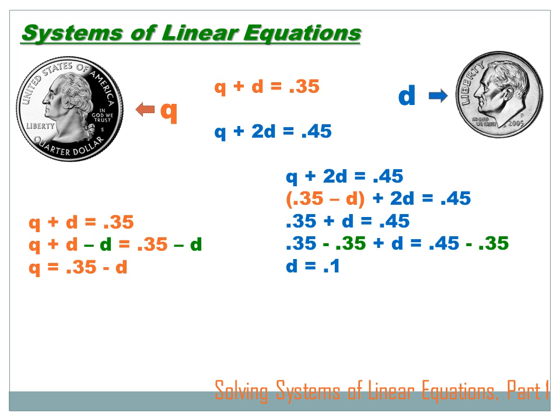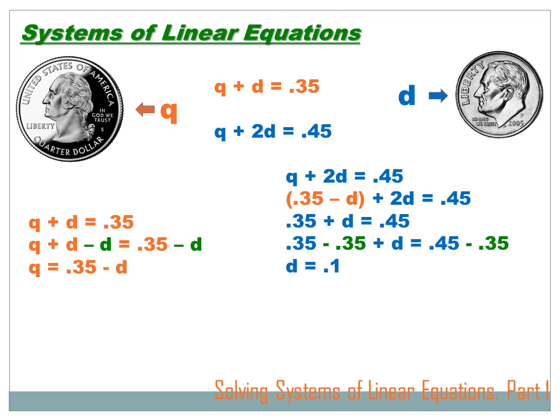Well, if Q equals 35 minus D, then I can substitute 35 minus D for that Q. It's exactly equal to that Q, so if I put in something that's exactly equal to Q, I haven't changed the equation. It's still going to be an equality. So that's what he does. He substitutes 0.35 minus D for Q, and then he carries down the rest of the expression. Plus D equals 0.45.